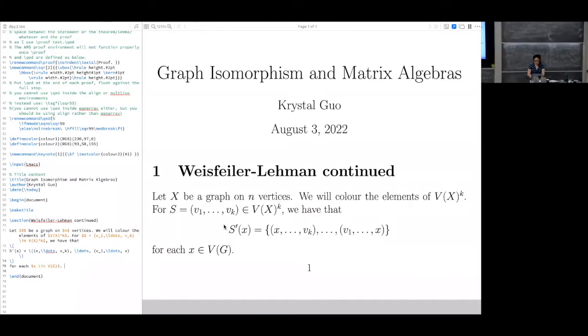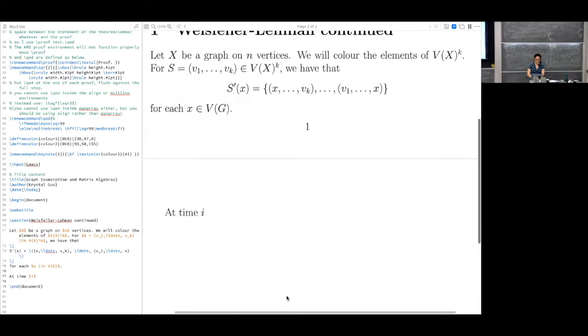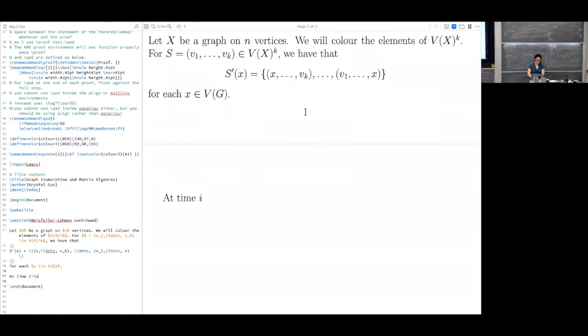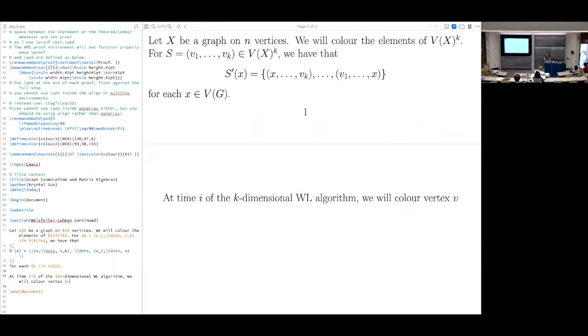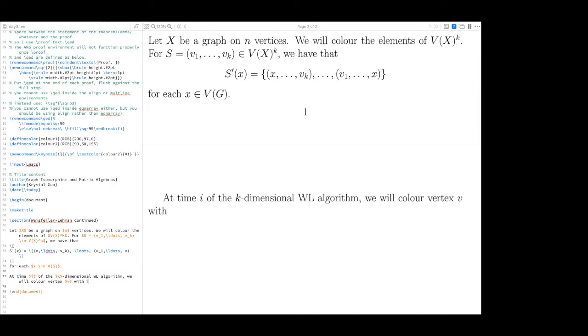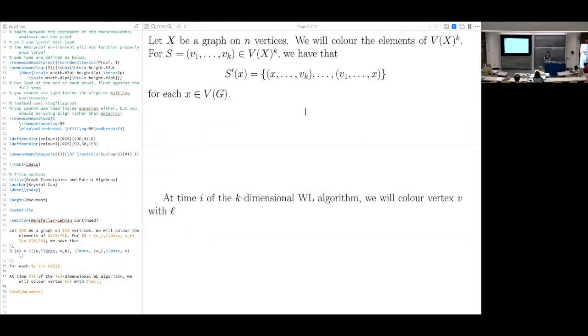So now with this definition, we're ready to say what happens in the algorithm. At the ith iteration of the k-dimensional Weiss-Lehmann algorithm, we will color vertex v with L sub i of v. Okay, so v will be a tuple, and this is how we're going to color them. I'm going to tell you what they are.